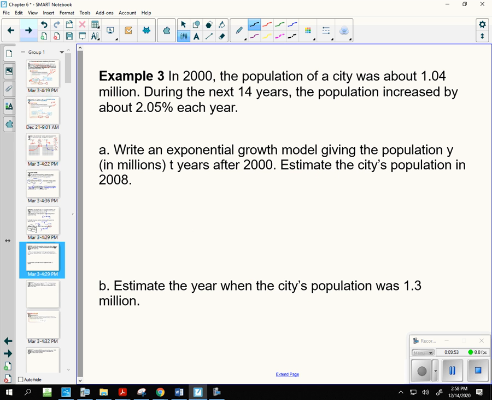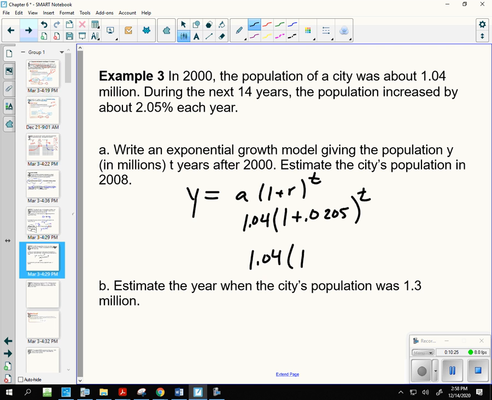Next one, in 2000, the population of the city was 1.04 million. During the next 14 years, the population increased by 2.05% each year. Write the exponential model. So we're talking about an increase. So y equals a times 1 plus r raised to the t. So it's saying that we started off with 1.04 million. We're at a rate of 2.05% raised to the t. This would be the model. And so the growth factor in this case would be 1.0205. So if they ever ask you for the growth factor, that's what they're referring to.